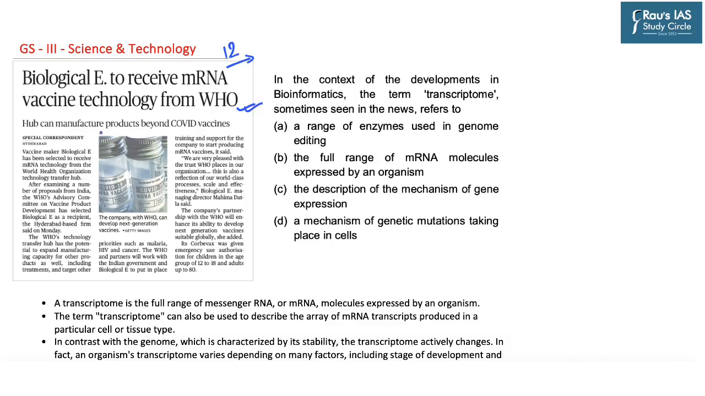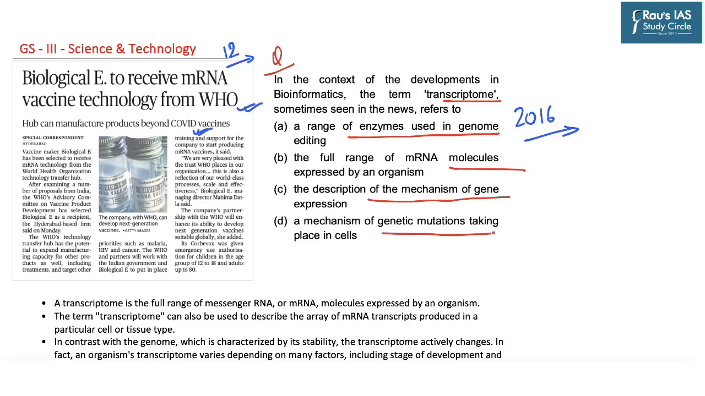Hub can manufacture products beyond COVID vaccines. Now, this particular question was asked with respect to mRNA vaccine in 2016. The question was, in the context of the developments in bioinformatics, the term transcriptome, sometimes seen in the news, refers to: number of options were given such as a range of enzymes used in genome editing, full range of mRNA molecules expressed by an organism, description of the mechanism of gene expression and mechanism of genetic mutations taking place in cells. And the correct answer was B, that is full range of mRNA molecules expressed by an organism.